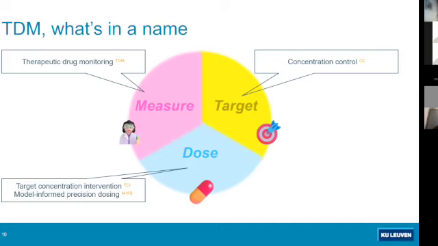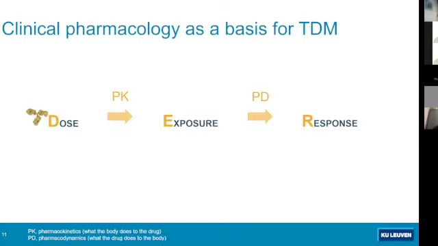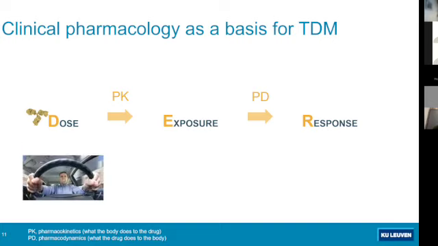And then more recently, another term was introduced, model-informed precision dosing. So we have quite a broad spectrum in terminology, but I think in the end, all these terms shed light in a different way on the same process that is TDM. And when talking about TDM, I like to compare it to driving a car or to riding your bike, because it all comes down to steering the wheel, to use the brakes, to accelerate, and that's the dosing.